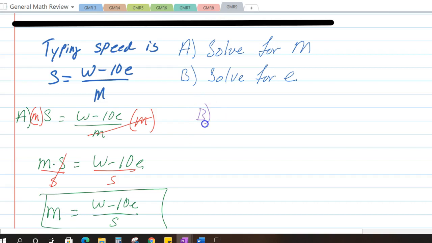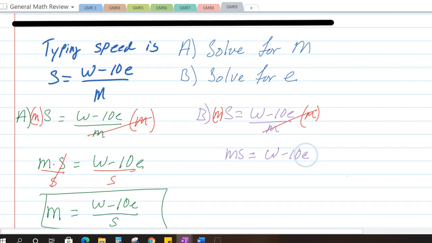For part B, they wanted us to solve for e. Again, I'm going to rewrite the formula. And we're going to start the same way. I want to get rid of my fractions. They're annoying, so I'm getting rid of them. Multiply both sides by m, which cancels out the fraction. That leaves us with ms is equal to w minus 10e.